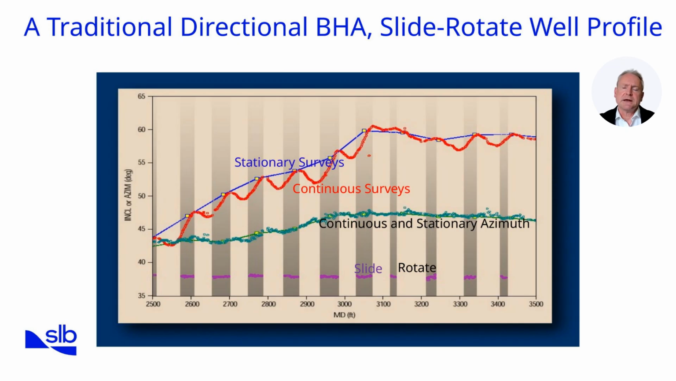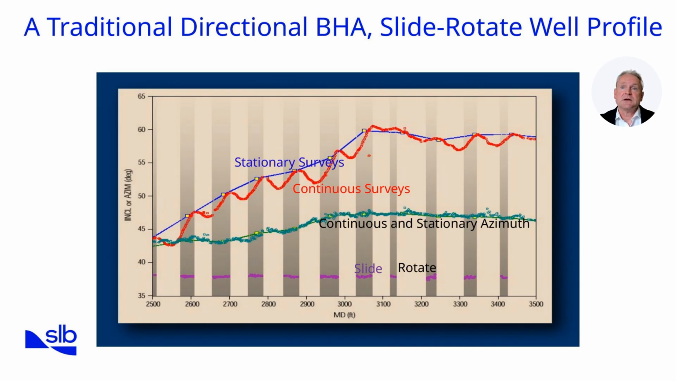This slide shows the limitations of the slide-rotate drilling method. At the bottom, you can see the purple line, which represents the slide sections. In yellow are the survey stations taken by the MWD tool while drilling, and the blue line connects the surveys, providing a best fit inclination. In red is a high-frequency survey taken by a gyro after the run, which shows the changes in inclination between the MWD surveys. What we can see is that during drilling, the well trajectory appears to be smooth and drilling is proceeding according to plan.